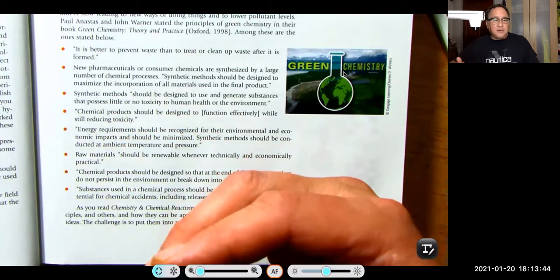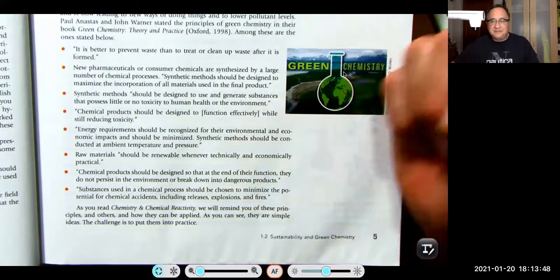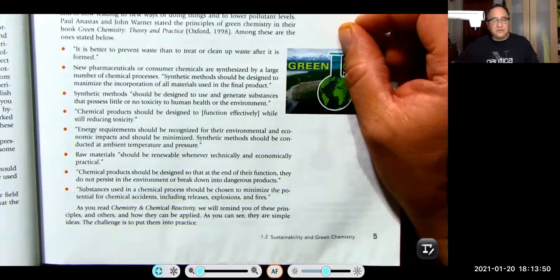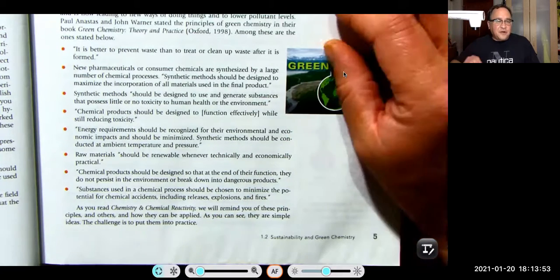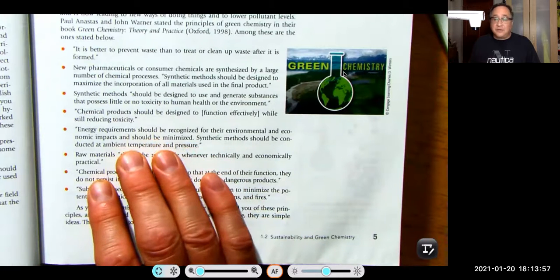Would you design a chemical product that doesn't function effectively? No. So it's still focusing on reducing toxicity. I think it's a given that when you're making these chemicals, you want them to work.